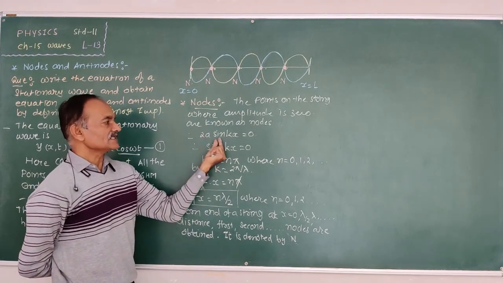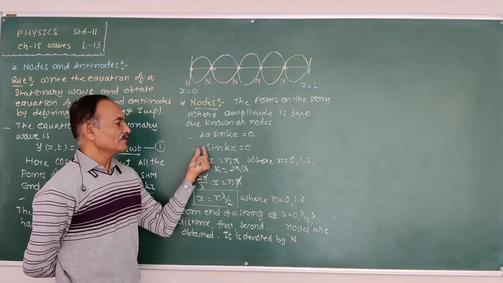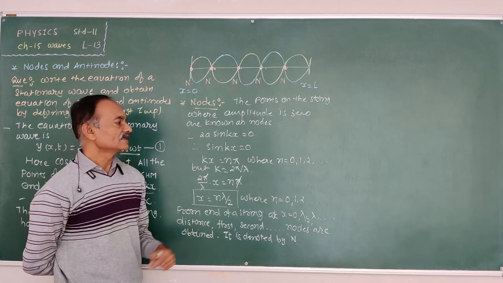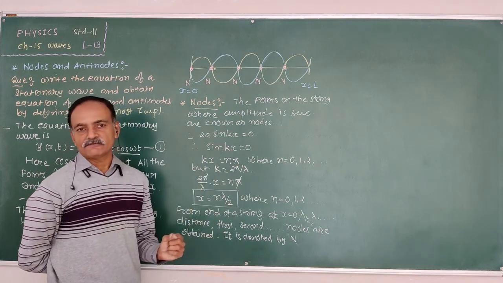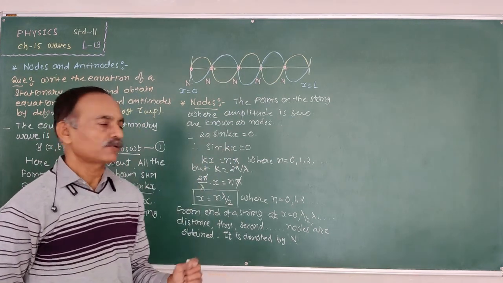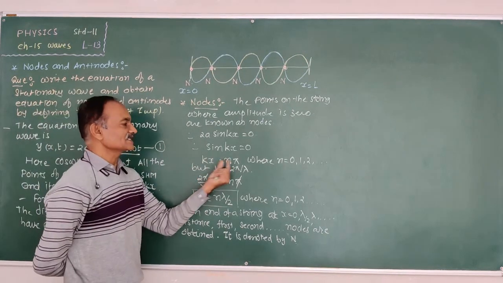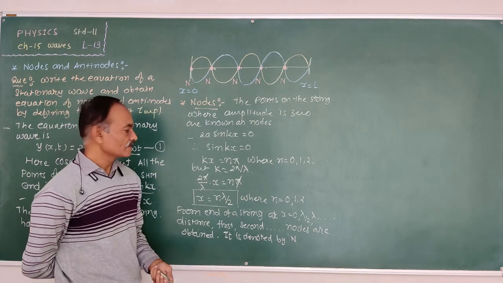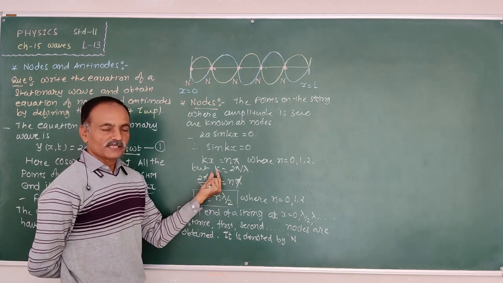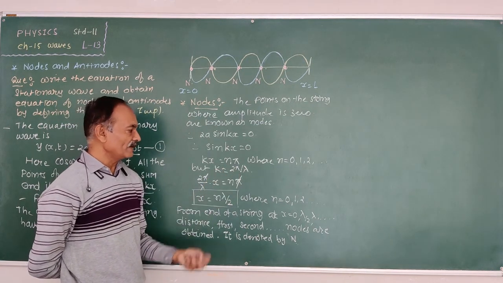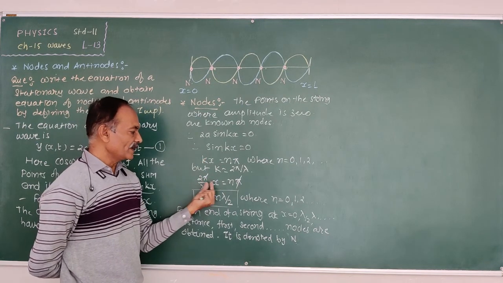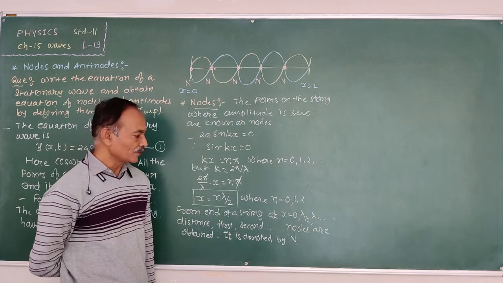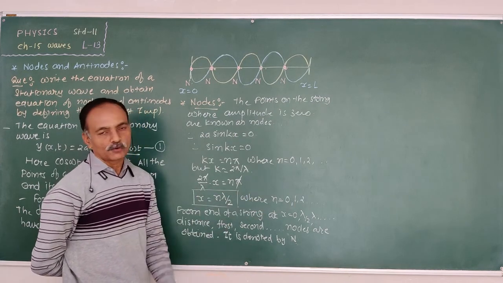For nodes, 2a sin kx must be 0. Therefore, sin kx is equal to 0. Right? For which values of the sine do we obtain the 0 value? For n pi. Therefore, kx is equal to n pi, where n is equal to 0, 1, 2, and so on. We also know that the wave vector k is equal to 2 pi upon lambda. Substituting 2 pi upon lambda into kx is equal to n pi, therefore, x is equal to n lambda by 2, where n is equal to 0, 1, 2, and so on.